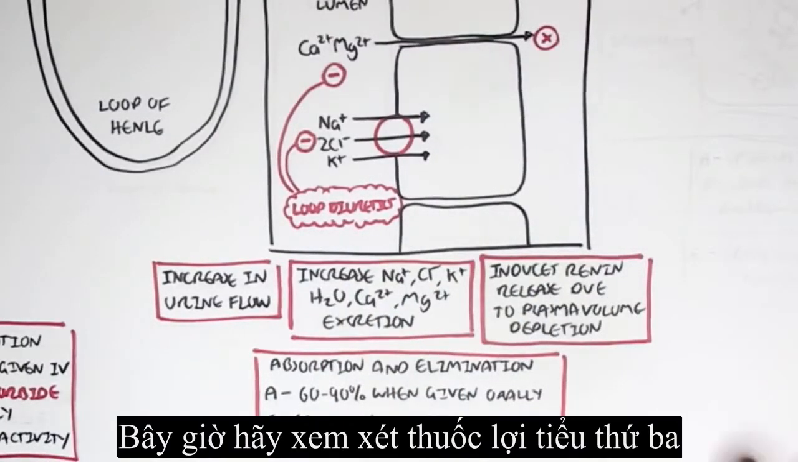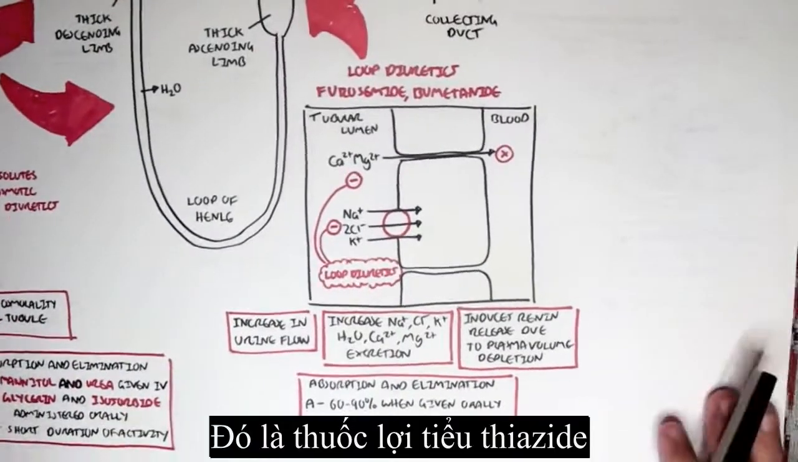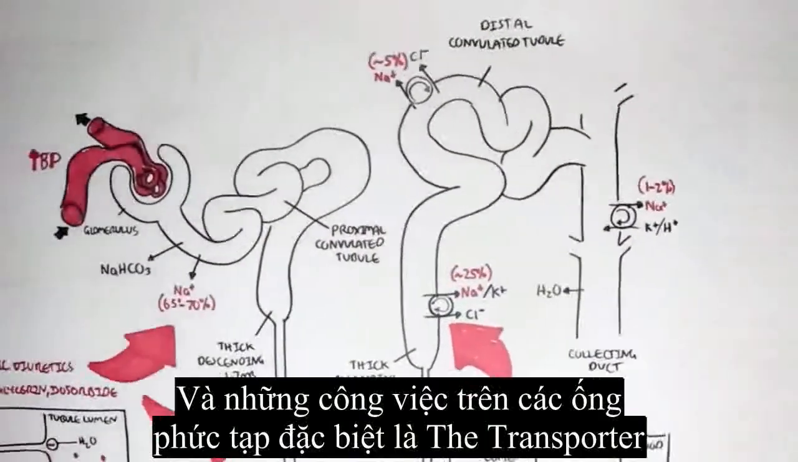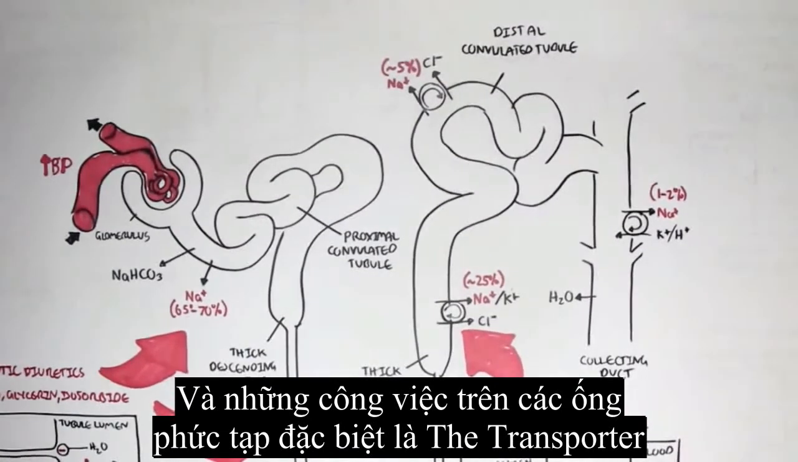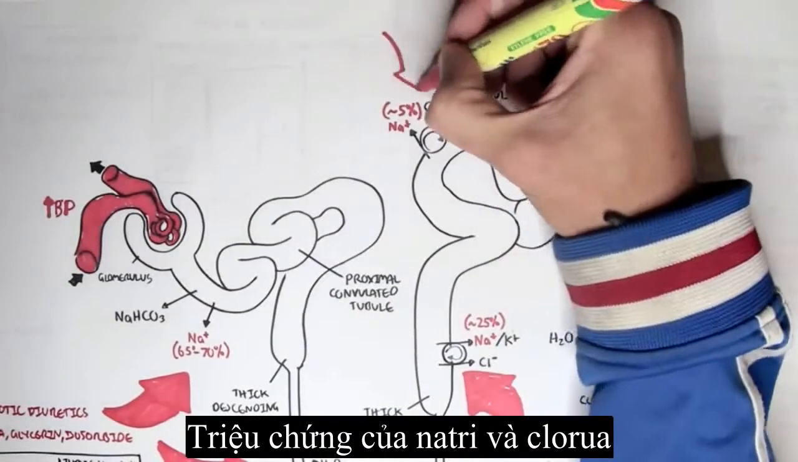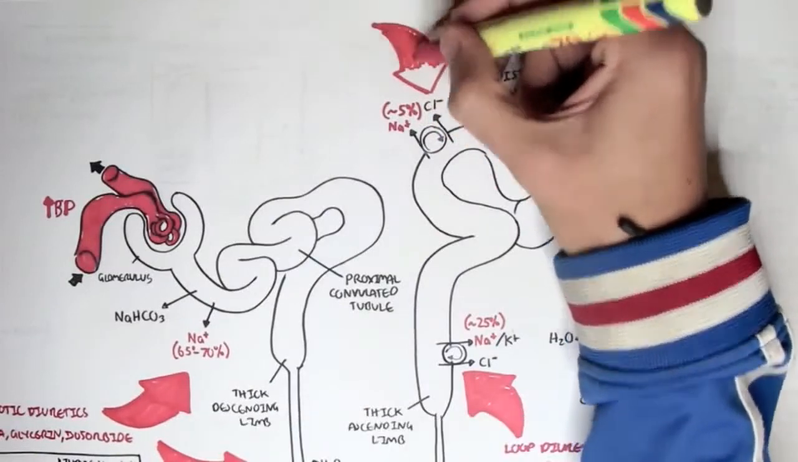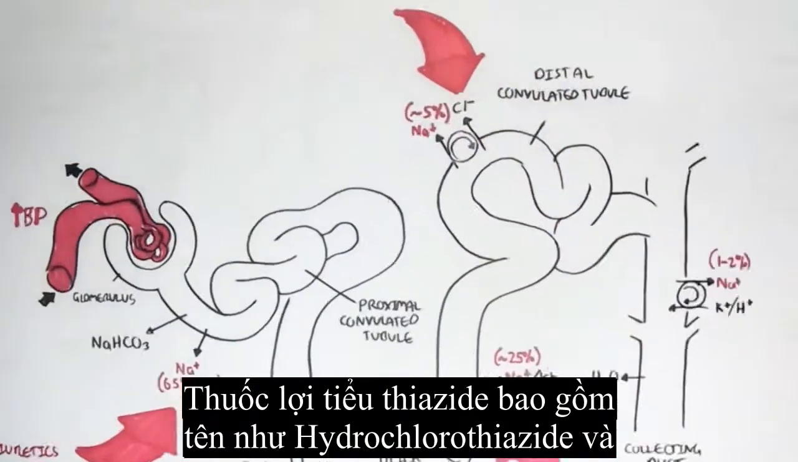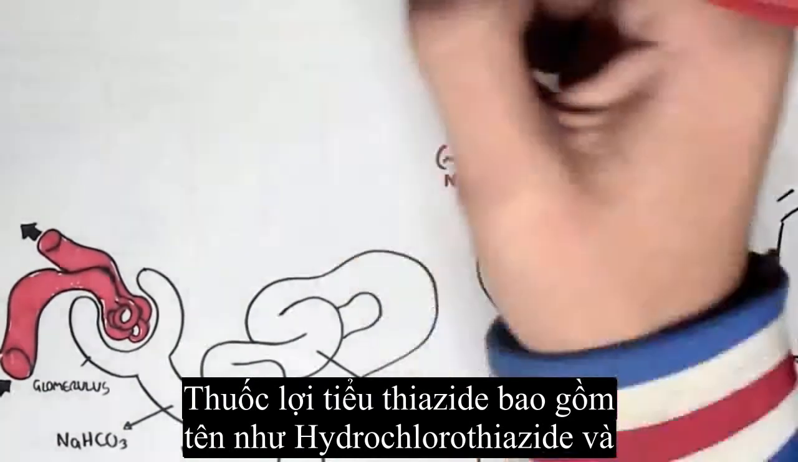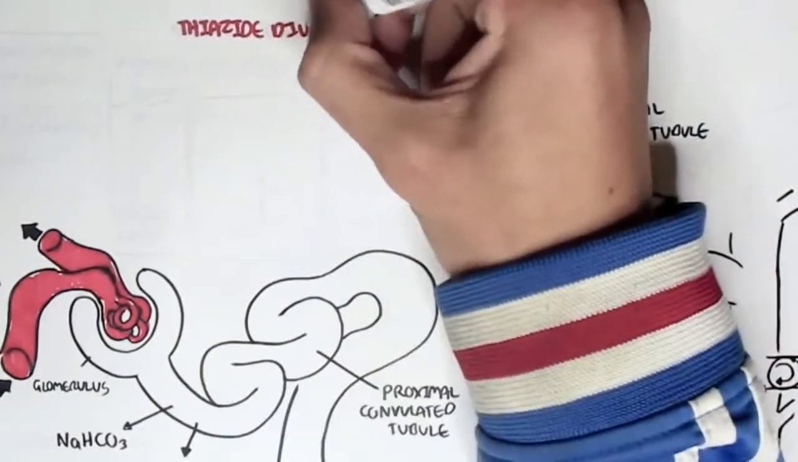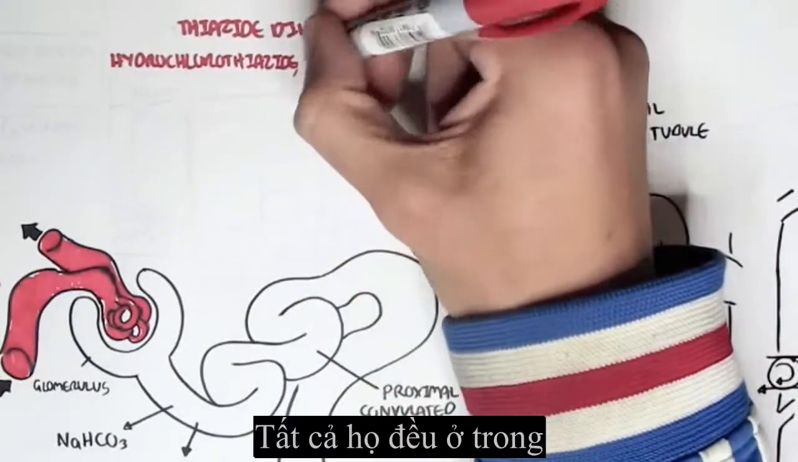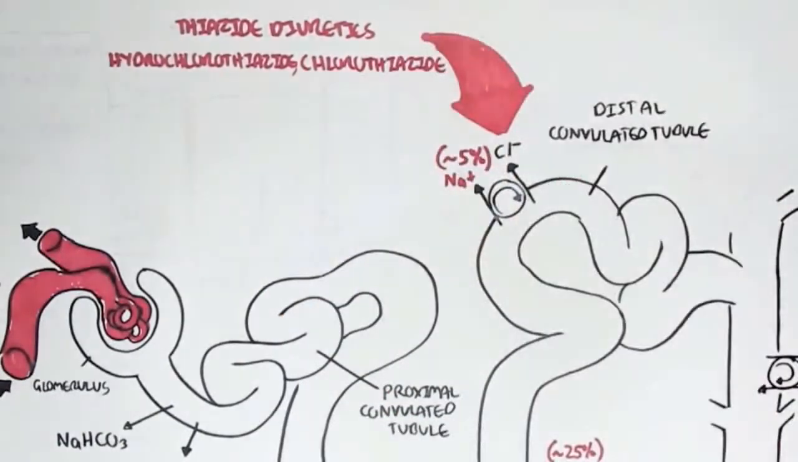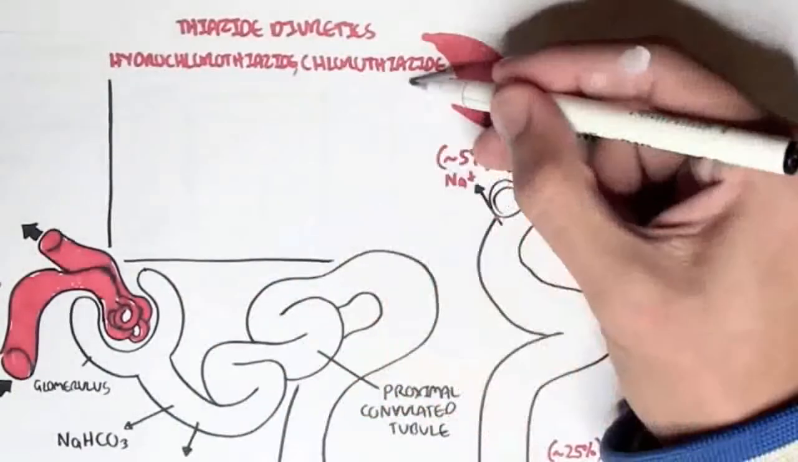So let's look now at the third diuretic, which is the thiazide diuretics. These work on the distal convoluted tubule, particularly the sodium-chloride symporter here. Thiazide diuretics include names such as hydrochlorothiazide and chlorothiazide. It's very easy to remember because they all end in thiazide. So let's look at how it works.